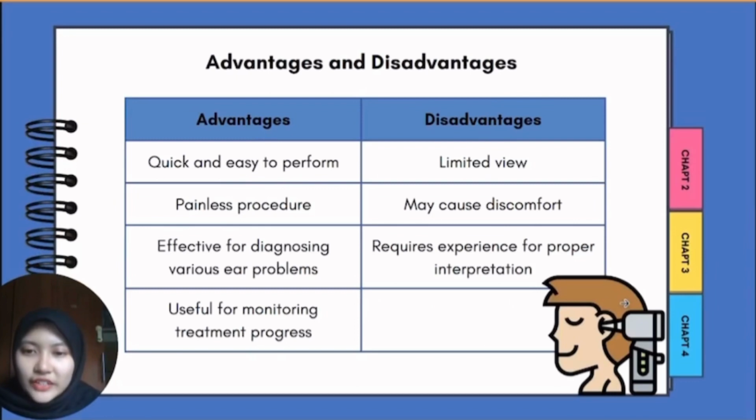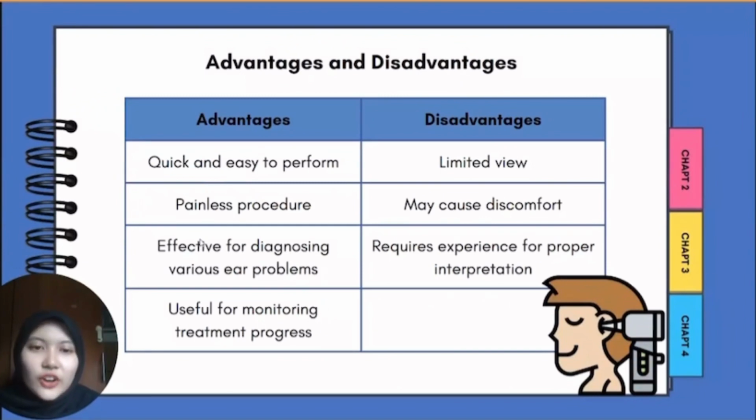Third, it is effective in diagnosing ear problems. Otoscopy is an effective way to diagnose a variety of ear problems, including ear infection, otitis media, swimmer's ear, earwax buildup, and injuries to the ear canal or eardrum. And fourth, it can be used to monitor treatment. Otoscopy can be used to monitor the progress of treatment for ear problems. By looking at the ear canal and eardrum over time, doctors can see how well the treatment is working.